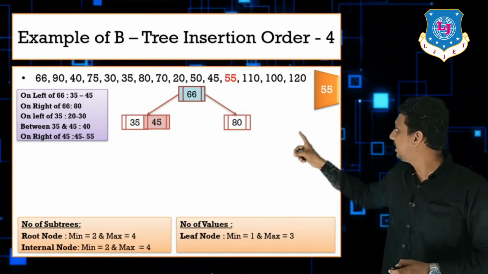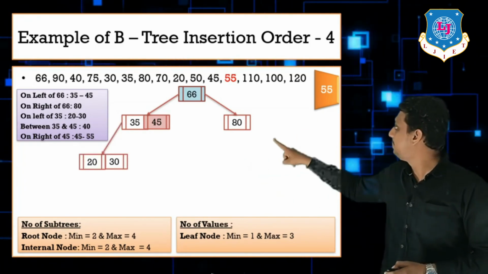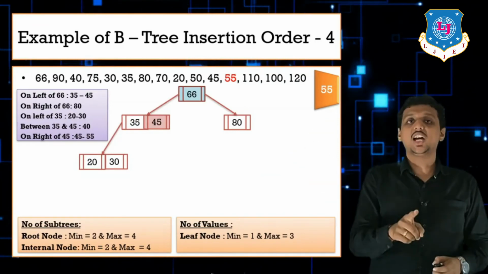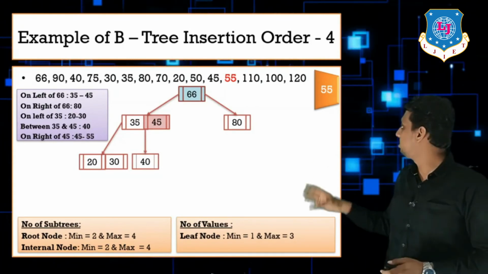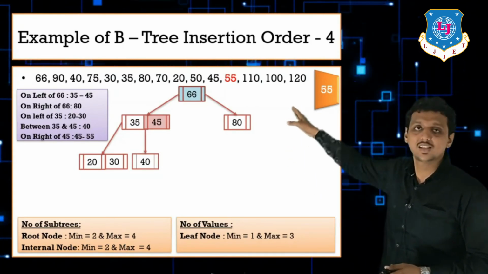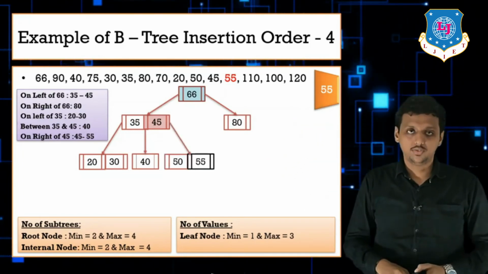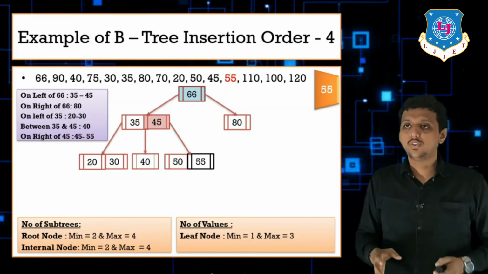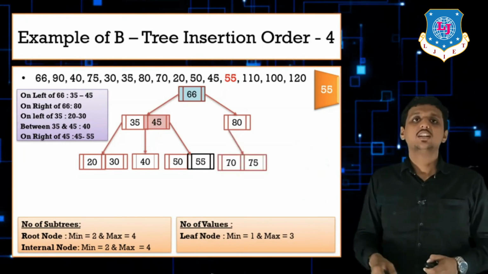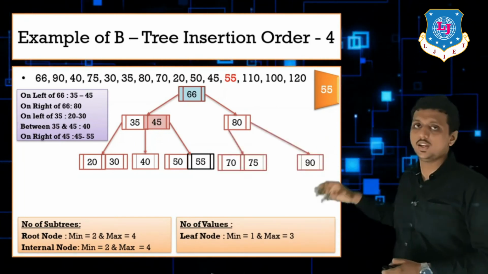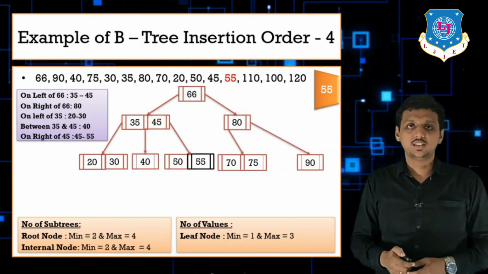Okay, so on the left side of 35 we must have the values that are lesser than 35. In the middle, between 35 and 45, we must have the values which are greater than 35 but less than 45, that is 40. Now the values that are greater than 45 and less than 66 are situated on the right side of the 45, that are 50 and 55. Now on the left of the 80 we have 70, 75, and on the right of the 80, students, we have 90 with us. So this is our final answer after inserting 55.